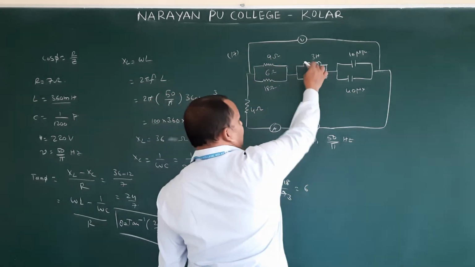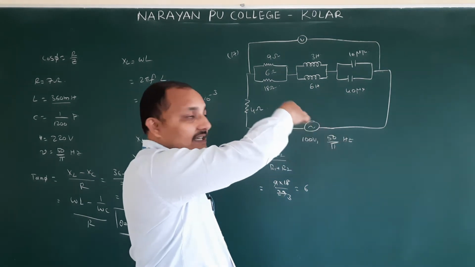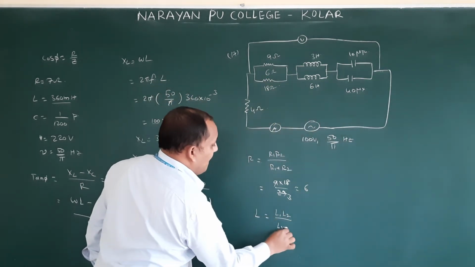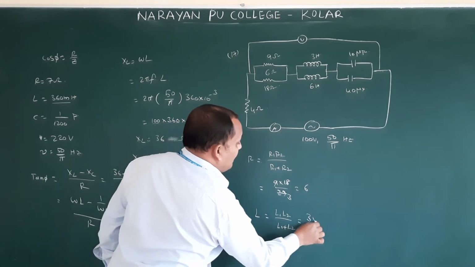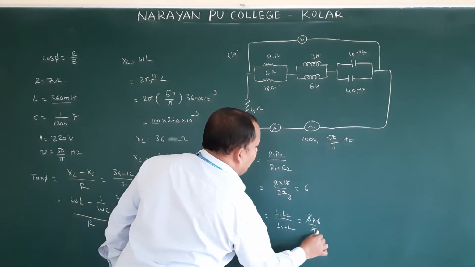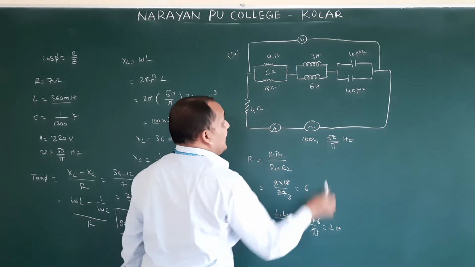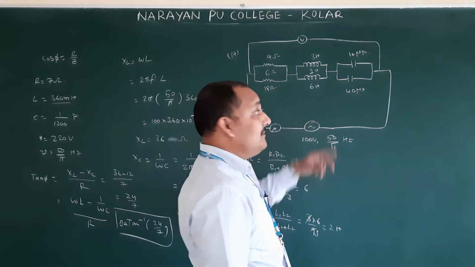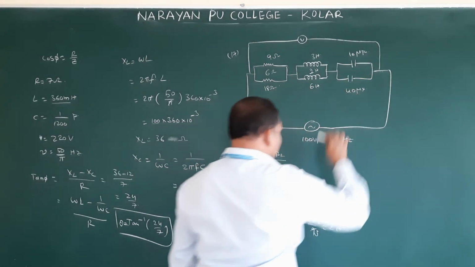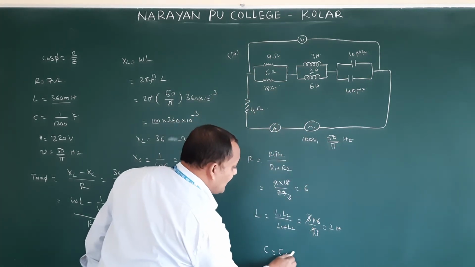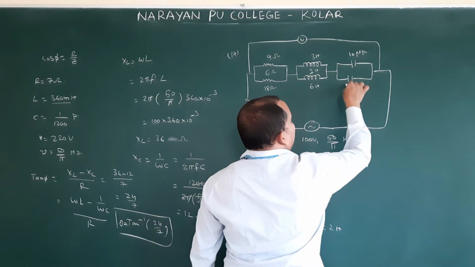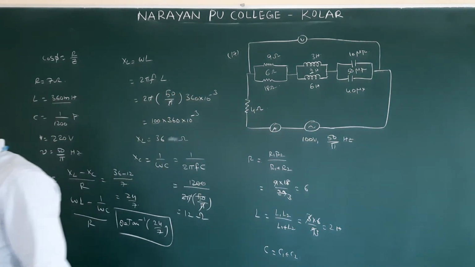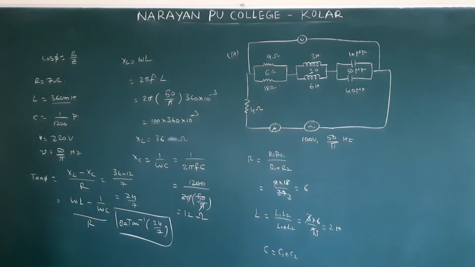Here are two inductors connected in parallel. What is the formula? 3 into 6 by 9, that is 2 Henry. Here two capacitors are connected in parallel. Two capacitors in parallel means the formula is C1 plus C2, 40 plus 10. They give 10 and 40 microfarad.